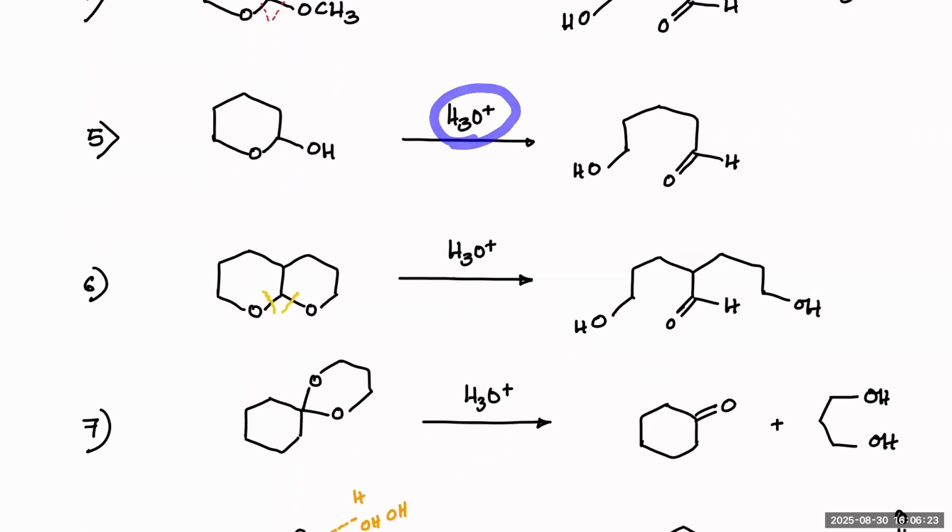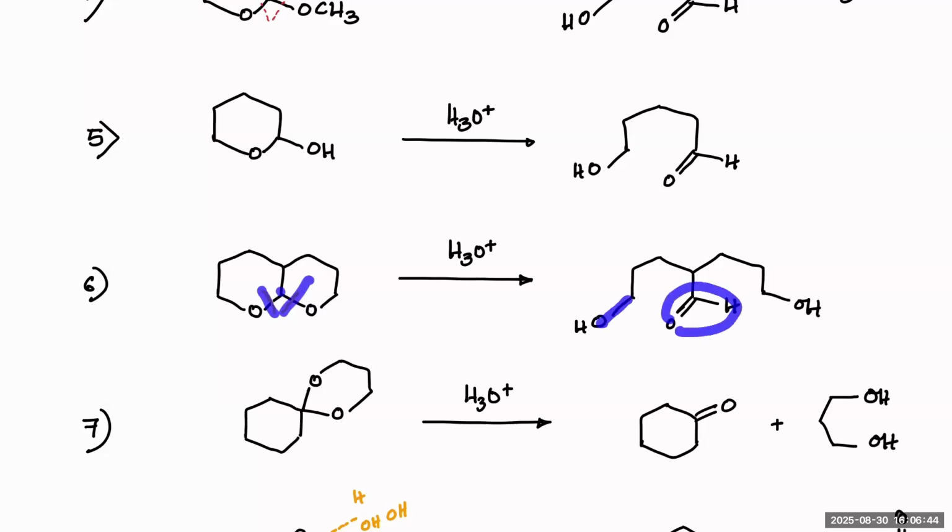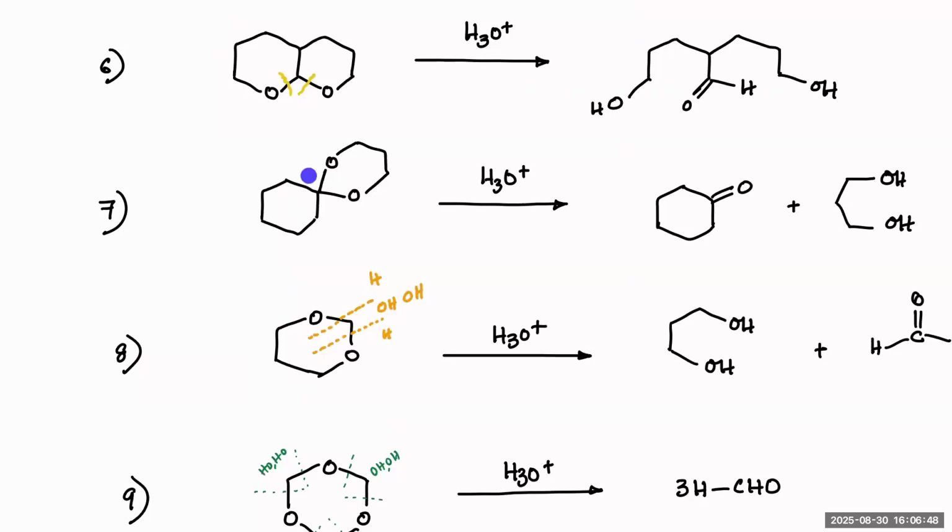Again, if you do hydrolysis here, you have to break this side. This side you will get OH, this side you will get H. So this carbon having two OH groups will convert into aldehyde. Left hand side you will have alcohol. This is the part which will have alcohol. So here also it is a cyclic acetal. Break and break here. The center carbon will become aldehyde. Left and right carbons will become alcohol. Logic goes the same here also.